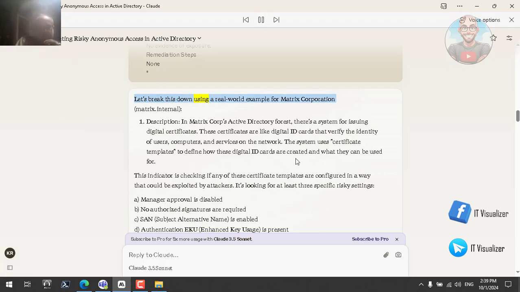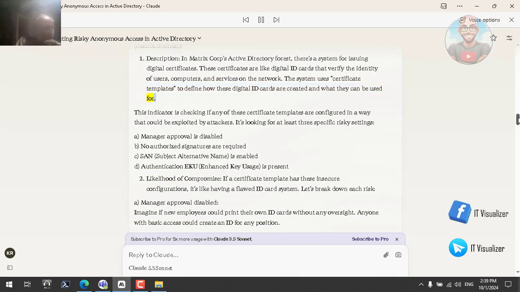Let's break this down using a real-world example from Matrix Corporation, Matrix.internal. Description. In Matrix Corp's Active Directory Forest, there's a system for issuing digital certificates. These certificates are like digital ID cards that verify the identity of users, computers, and services on the network. The system uses certificate templates to define how these digital ID cards are created and what they can be used for. This indicator is checking if any of these certificate templates are configured in a way that could be exploited by attackers. It's looking for at least 3 specific risky settings.